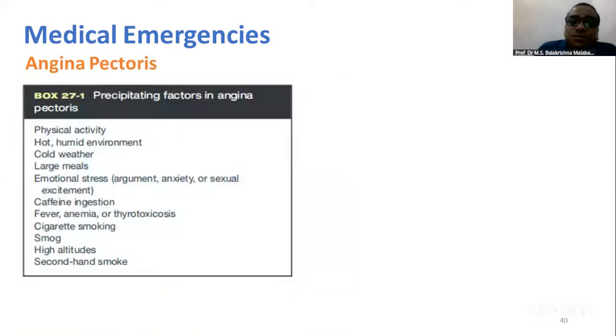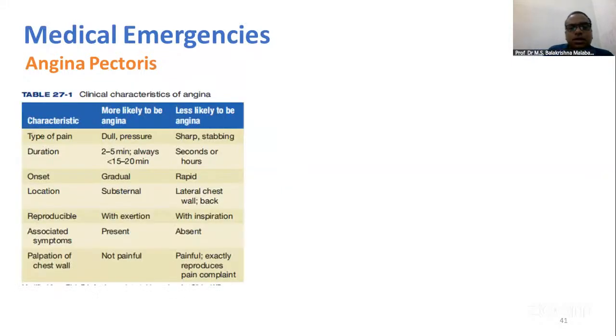Angina pectoris, chest pain across the chest, what I told you. It could be because of physical activity, cold weather, or the patient ate too much, or there is a lot of caffeine in the diet, fever, cigarette smoking, smog, or high altitude. So this could aggravate pain in the chest. Then you should know which type of angina it is. First of all, it is chest pain and you don't know what it is, so you have to identify whether it could be angina or not.